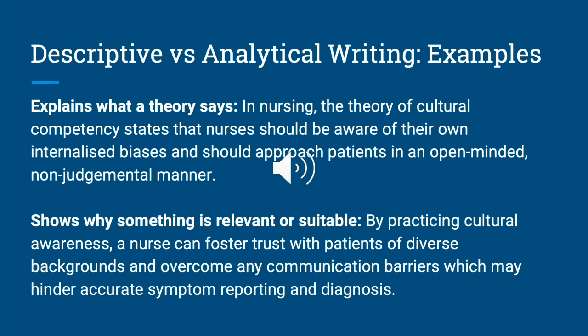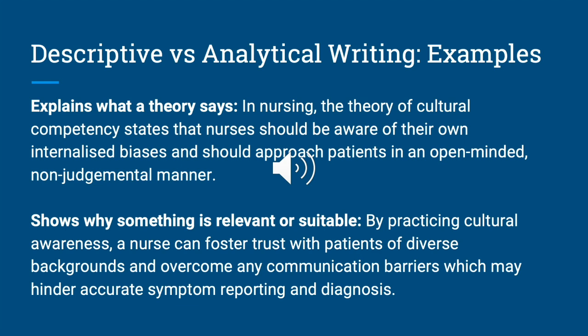This sentence basically explains the main core tenets of a particular theory. It doesn't say why it matters. It doesn't apply it to a specific situation. It doesn't show the impact of the theory. This is an example of descriptive writing. However, you can go a step further to make this sentence analytical. And you can do so by demonstrating why something is relevant or suitable, which would be analytical.